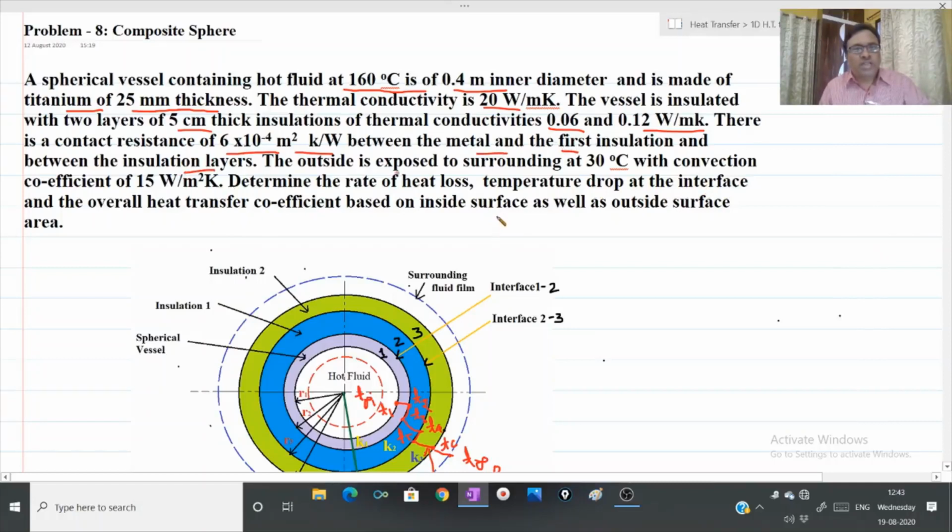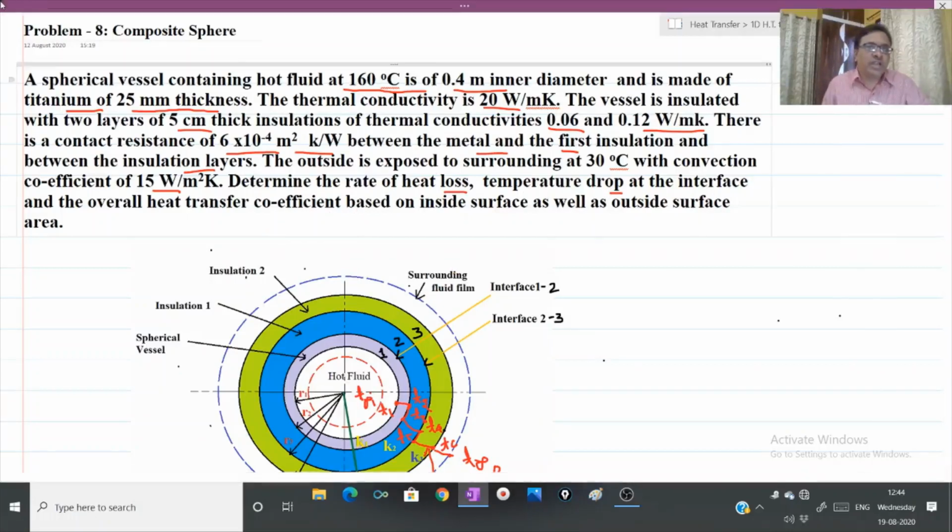The outside is exposed to surrounding at 30 degrees Celsius with convection coefficient of 15 watt per meter square Kelvin. Determine the rate of heat loss, temperature drop at the interfaces, and the overall heat transfer coefficients based on inside surface as well as outside surface area.